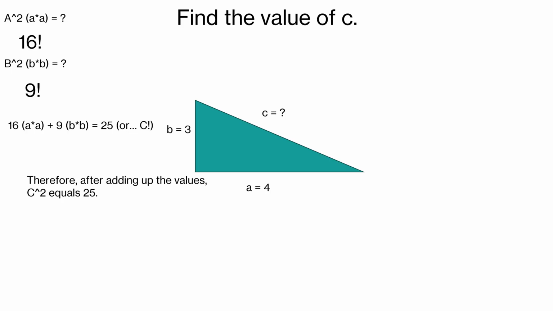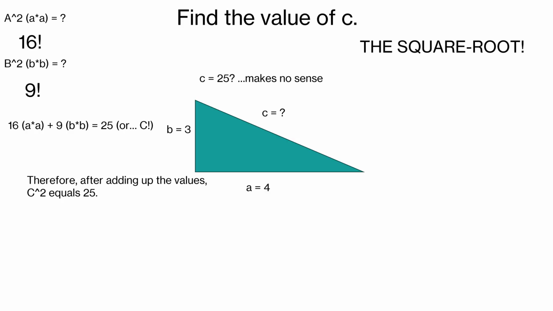Therefore, after adding up the values, C squared equals 25. But wait a minute, C equals 25? That makes no sense. Well, introducing the character, the square root. Now, after taking the value of 25 and finding the square root, C is equal to 5. And now, it makes sense.